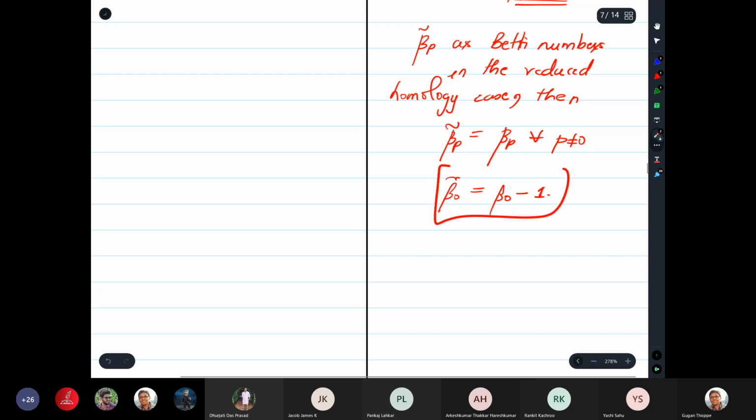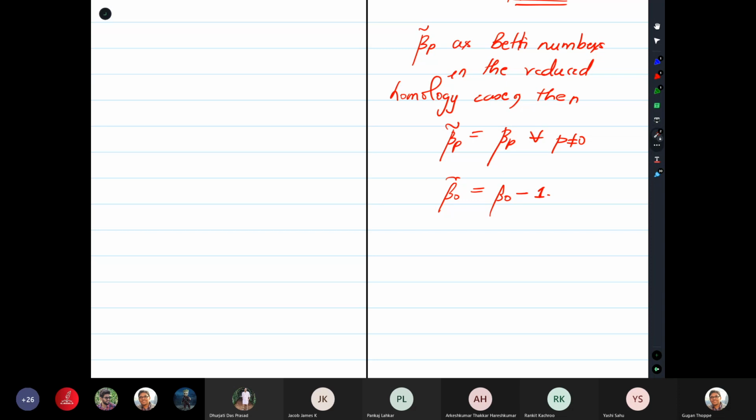So it is because of this reason that the new Betti numbers are called the reduced Betti numbers. Okay, so that's the first reason. Now you may ask, why do we want this beta 0 to be reduced by 1? I will encourage you to think, maybe over the next class also. I will not give you the answer, but I want you to pay attention to what is happening.